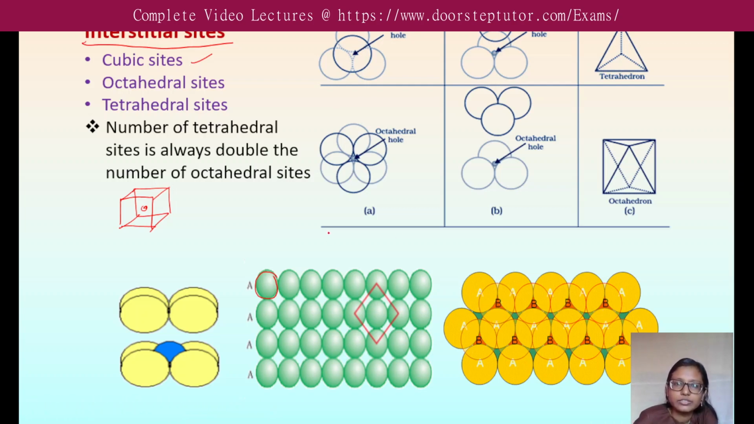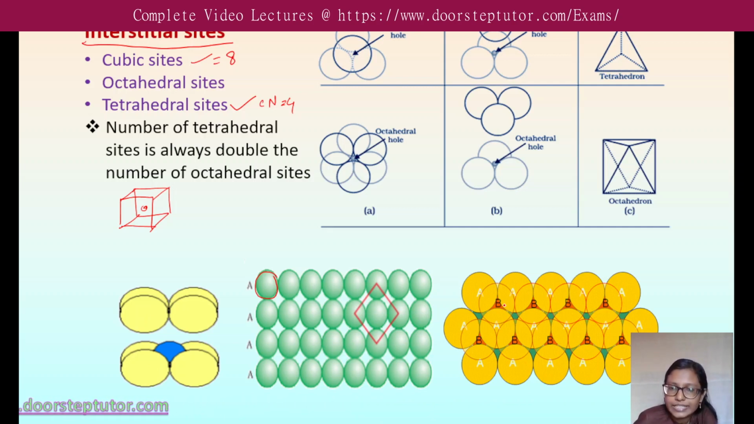When the atoms are placed at the vertices of a tetrahedron, some space will be left in between. This is known as the tetrahedral site. You can see here, when the atoms are placed like this, the space that remains is the tetrahedral site. The coordination number in tetrahedral sites is 4; you can see 4 atoms. In cubical sites it is 8; you can see 8 atoms.